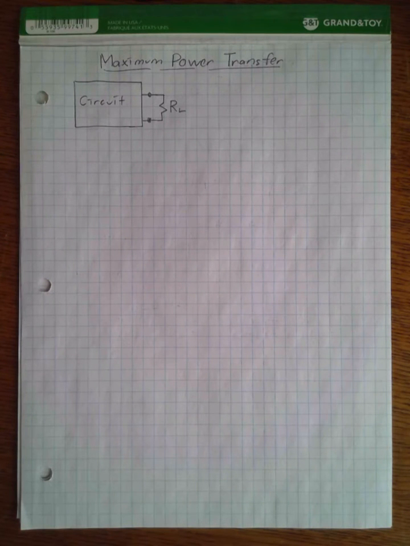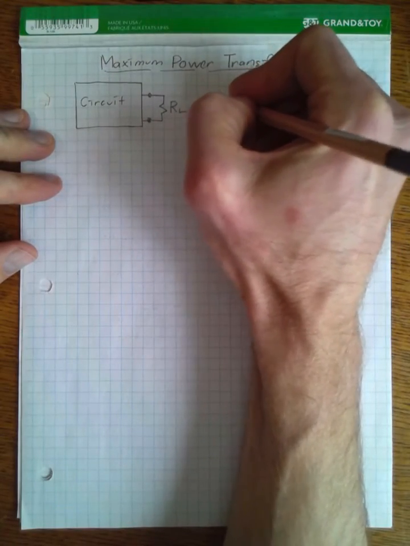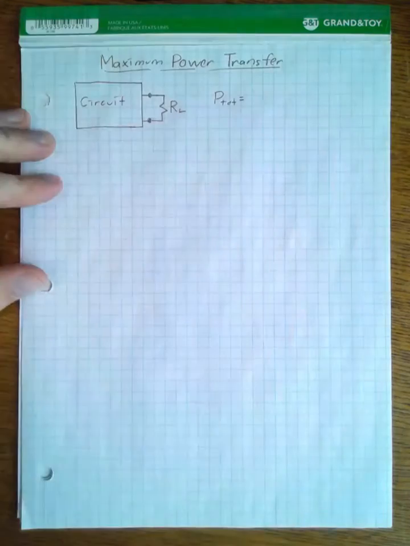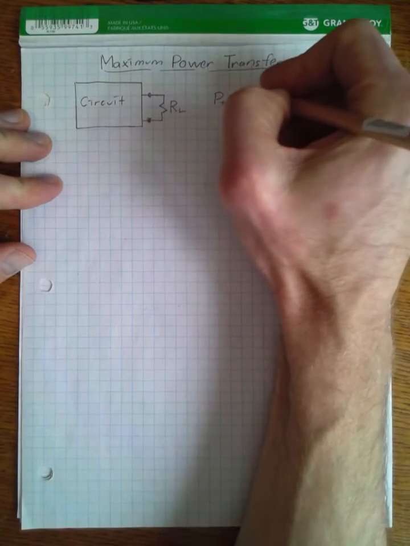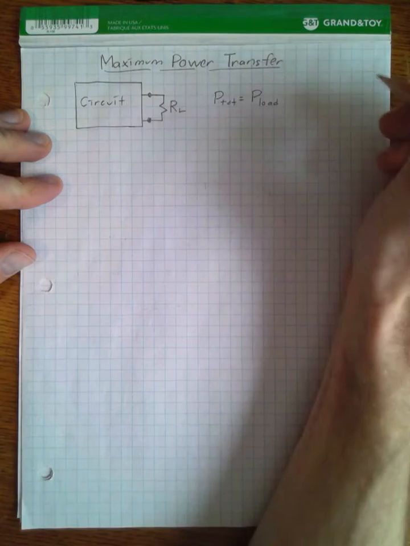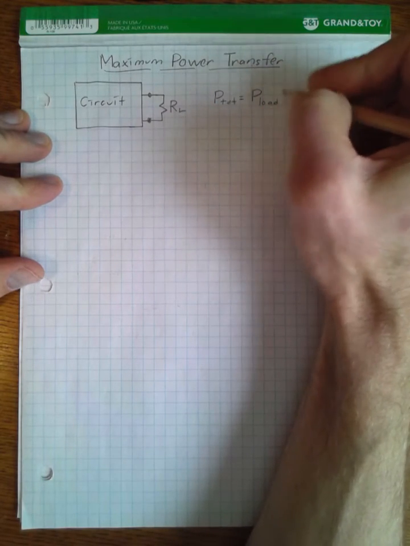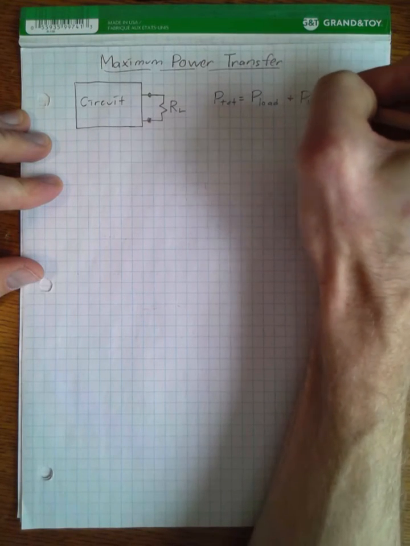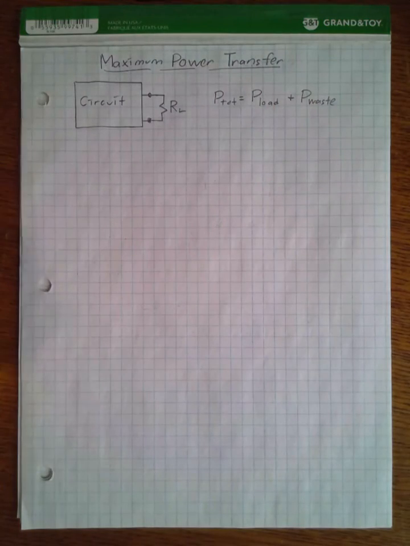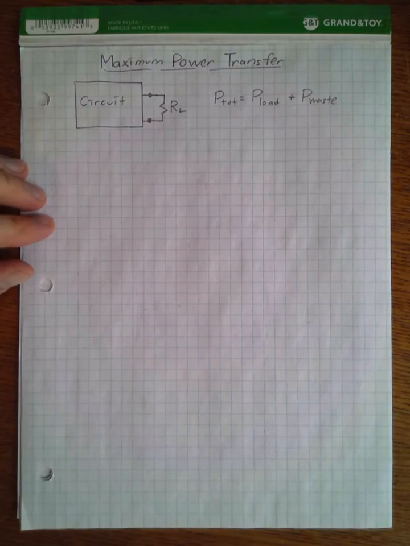And so the total power delivered by whatever energy source we have in our circuit, some voltage source or something like that, will be equal to the power dissipated in the load, which is the desired power. This is doing useful work for us. And we also then have a waste power term. And the waste power is being dissipated by the resistances internal to our circuit.